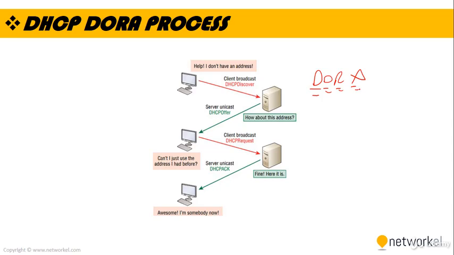In the discovery stage, the client sends a broadcast message on the network, as you can see in here, and searches for an active DHCP server. When a DHCP server receives the DHCP discover message from a client, which is an IP address lease request, the server reserves an IP address for the client and makes a lease offer by sending a DHCP offer message to the client.